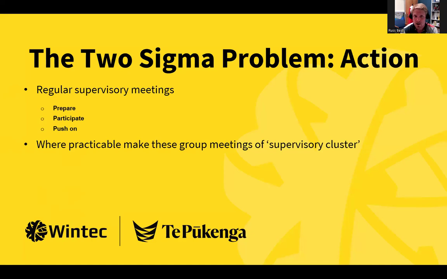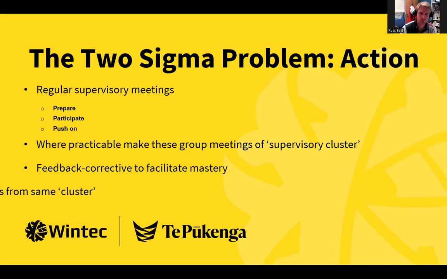For supervisors, where practicable, make these group meetings of a supervisory cluster, so you're not having to spend double the time repeating the same information to more than one person, unless context or availability requires that. And feel free to use other supervisors to support that, particularly your secondaries. Then let's really try and focus on getting some work done early, so we can employ this feedback corrective method to facilitate mastery and make sure you've got a good quality product at the end of it.